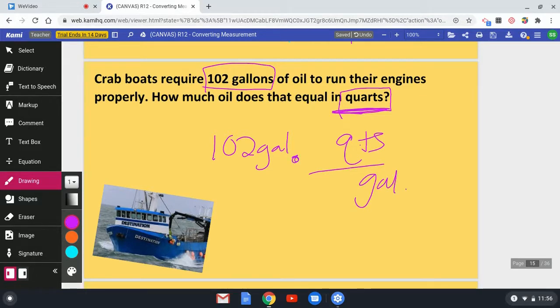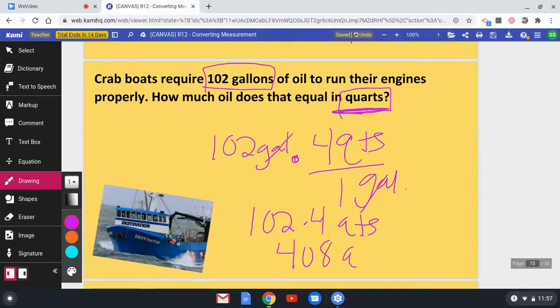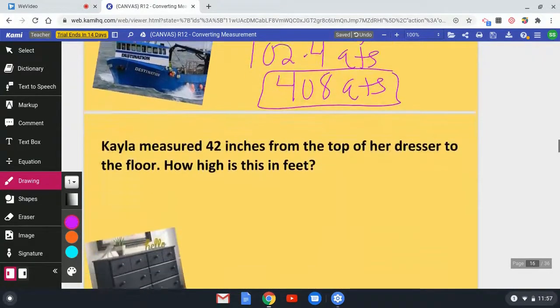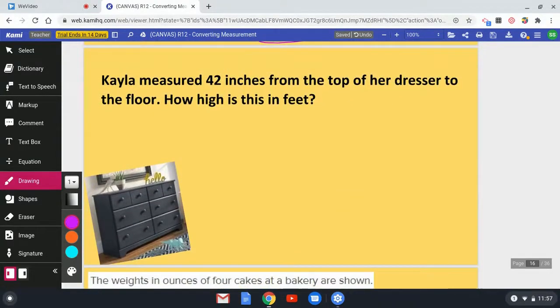What do I know about quarts and gallons? Oh, lucky I just did this. 4 quarts in 1 gallon. So in my calculator, I'm going to do 102 times 4 to get how many quarts. I got 408 quarts. Go ahead and try this next one on your own and then come back.